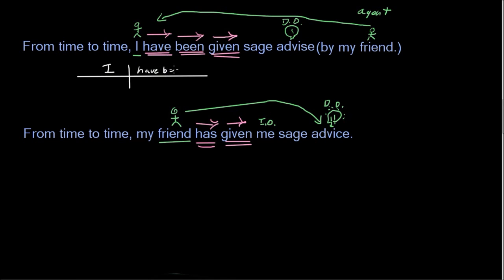First sentence, I is the subject. We have a 3-word verb, have been given, and one of those verbs is a be verb and the other is a participle form of the verb using either en or ed at the end. And advice is the direct object. So that's the important part of the sentence. I have been given advice. By the agent, my friend.